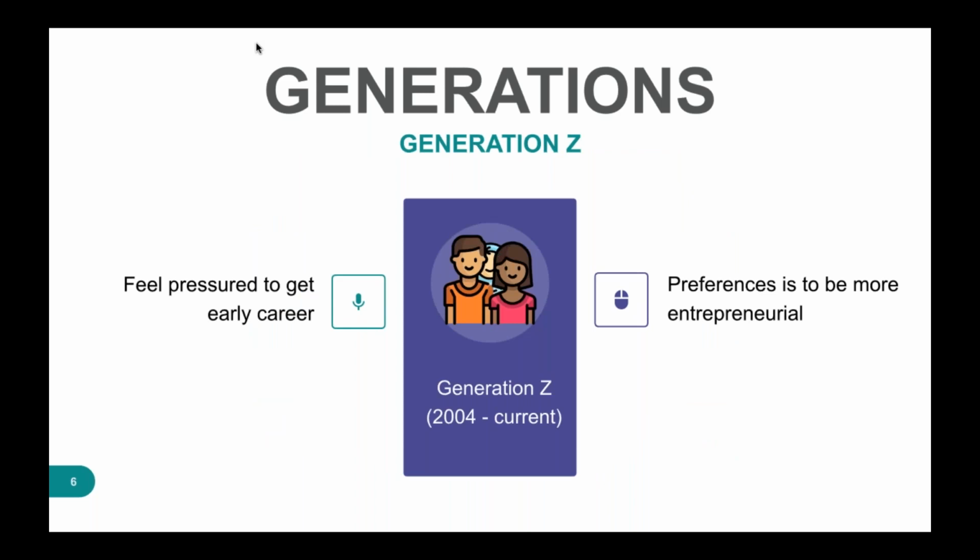Now, as we wrap up generations, I do want to mention Generation Z. These are the up-and-comers that we may see trickling in right now into our admissions department and coming into our classrooms. There were a couple of studies done, and articles written about them, and the consensus is that these students have relayed through surveys and informal questionnaires that they feel pressure to get an early career. I think that's great for us because we have that opportunity that we can offer them. At the same time, their preference is to be more entrepreneurial in nature.